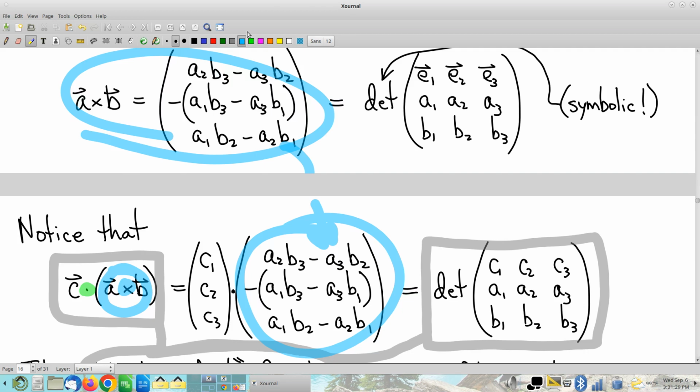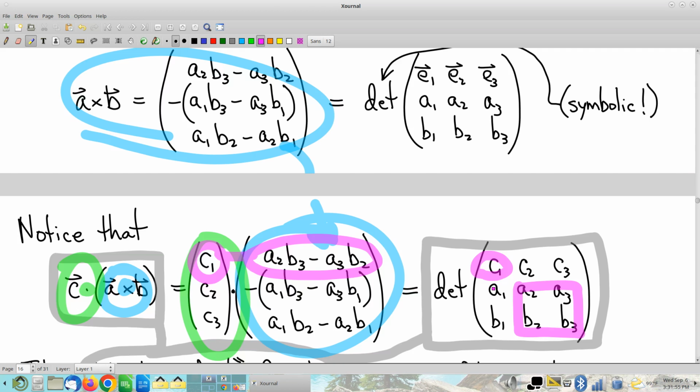Dot product. How do I dot product with some vector C? Well, I'm going to multiply and add in the usual way. And now let's just start writing stuff down and see what happens. For example, if I multiply it as per this dot product, C1 times all of that business, notice that's the first entry in this determinant over here, C1 times that little submatrix determinant. And then likewise for the remaining terms.